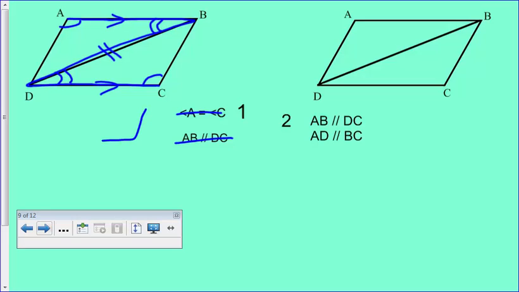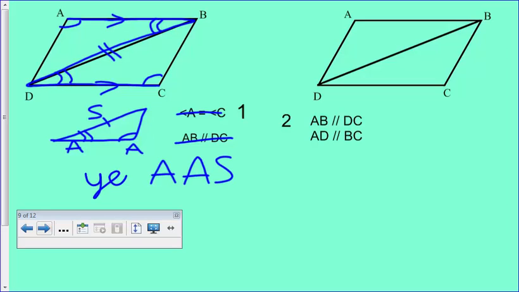So I'm gonna redraw one of the triangles just out to the side so you can see we have this marking. So now we have angle, angle, and we have the side that's outside of the two angles. So yes, these two are congruent by angle, angle, side. Now if you wrote side, angle, angle, that's still correct. You're just writing it backwards, that's all.